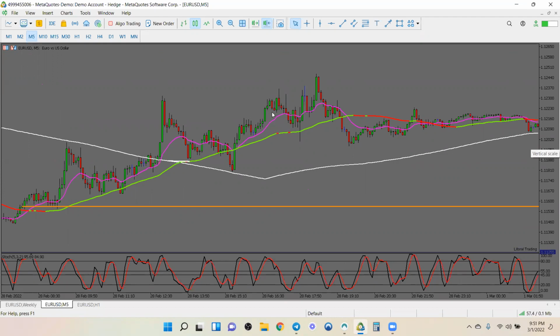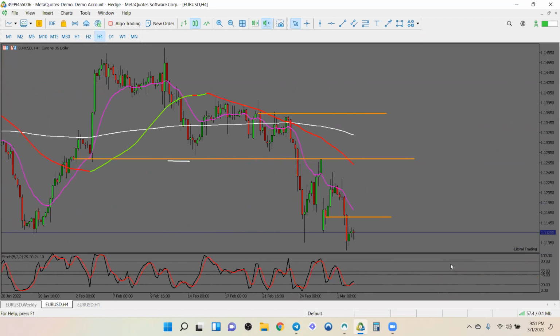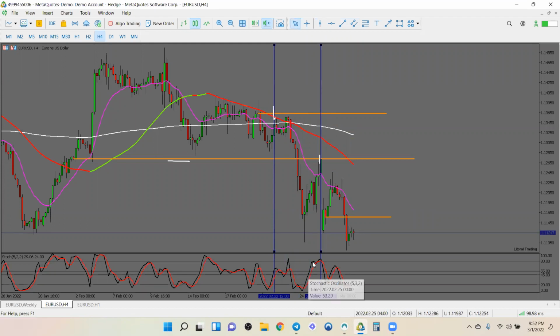Go back to your 4 hour again. Put a vertical line right here. I'm saying horizontal, I mean vertical. My bad. And another one right here, on that green candle. The one with the body. That's the one that actually hit it.